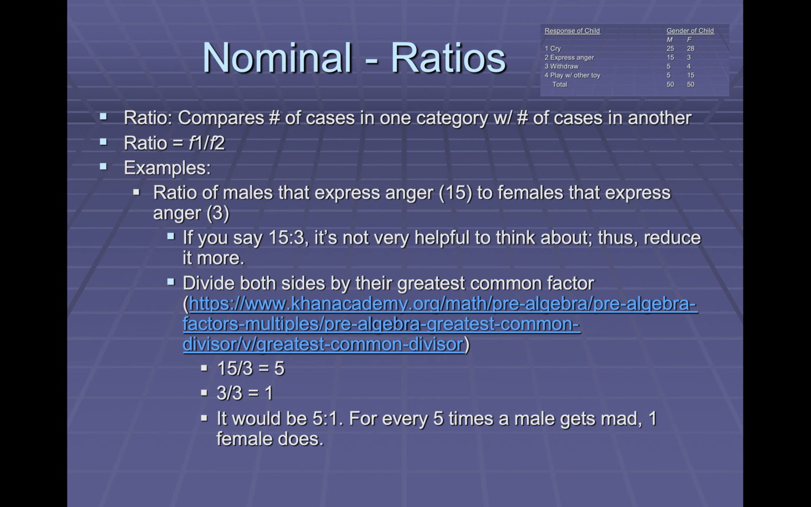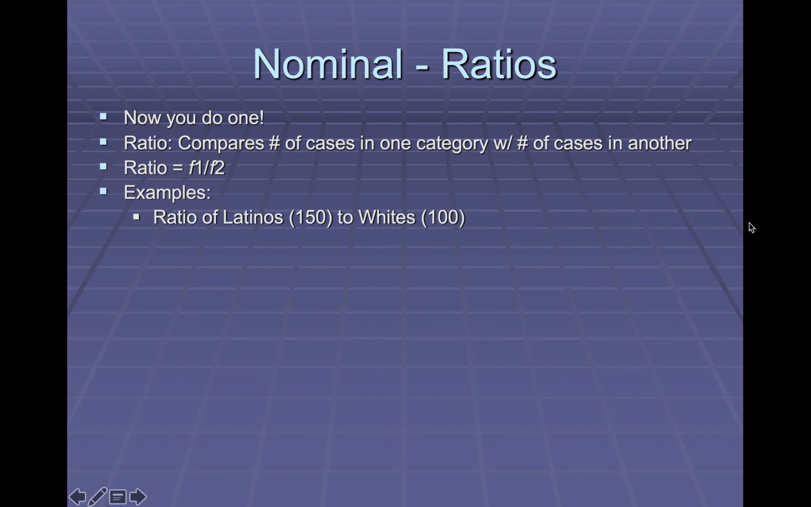And it's the same thing, but again, we're organizing data so that it's meaningful for people so they can make decisions based on it. So you need to be able to report information in a way that people can comprehend. So that's the reason why we need to reduce it down from 15 to 3 down to 5 to 1. So how about you go ahead and do one now?